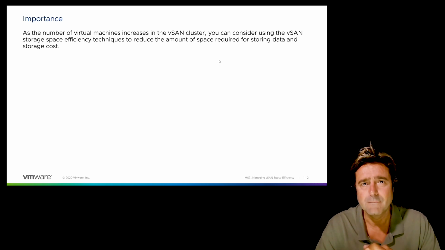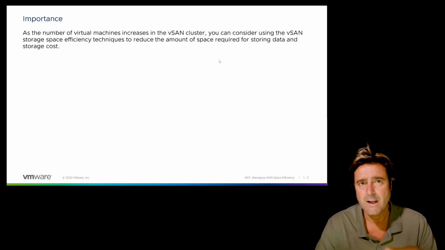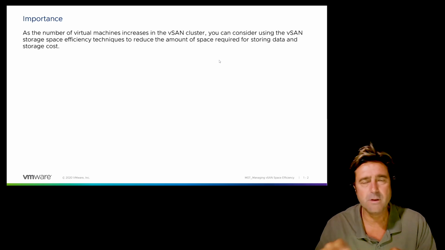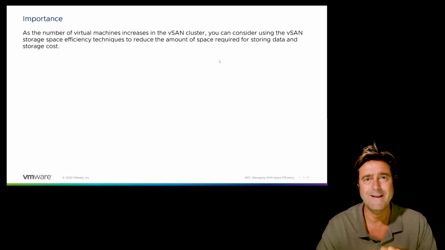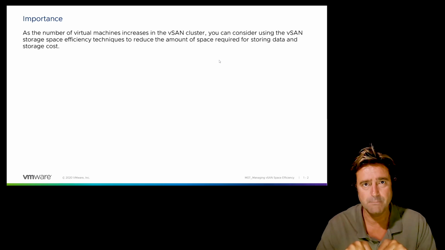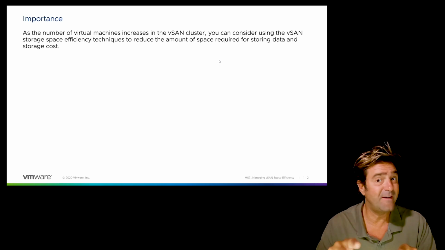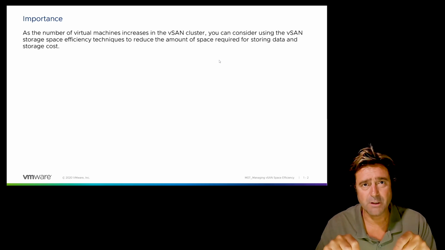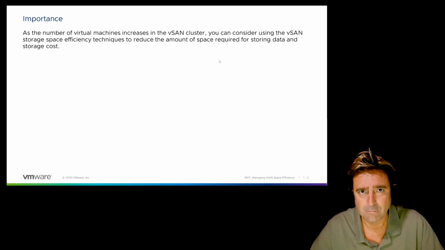Not only that, in 6.2 we also added deduplication and compression. And dedupe, when combined with compression, can save you a lot of space. Having said that, in this version, in 7.0 Update 1, we've added the ability to enable compression only. So we're going to talk about why you have that and what is the potential advantage of using compression only compared to dedupe and compression.